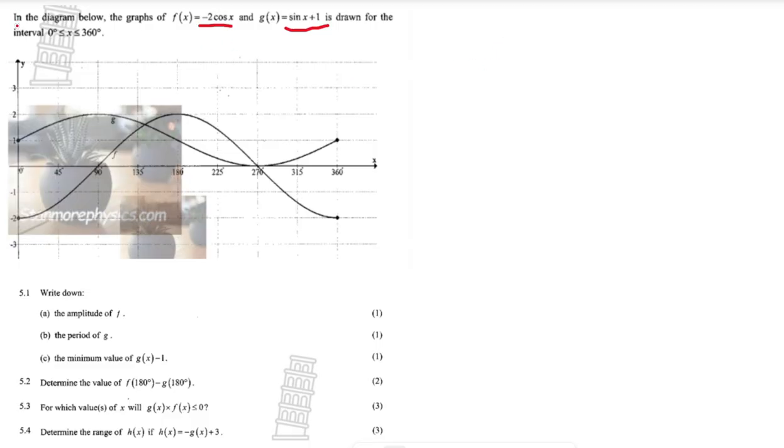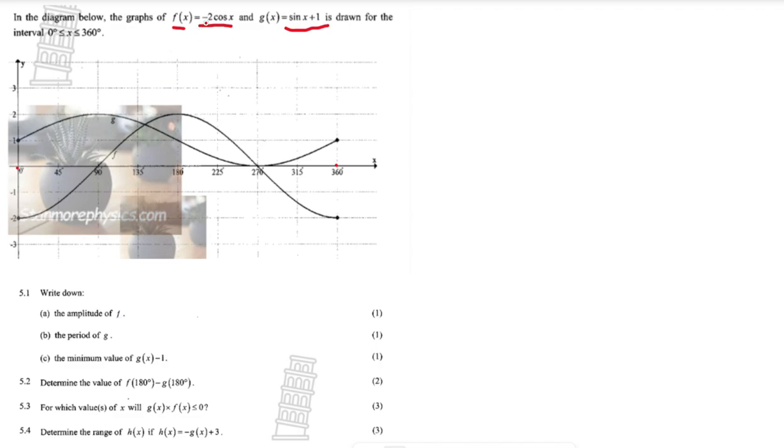If we read here, they say in the diagram below, the graph of f of x, which is negative 2 cos x, and g of x, which is sine x plus 1, is drawn for the interval from 0 until 360. Now that you have identified that, they say write the amplitude of f.